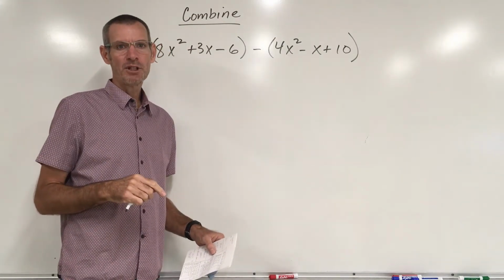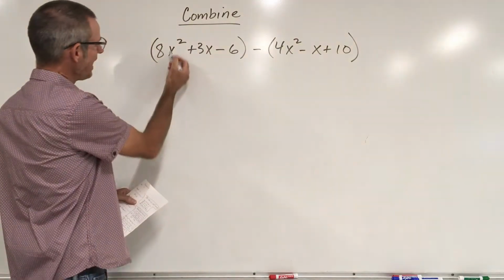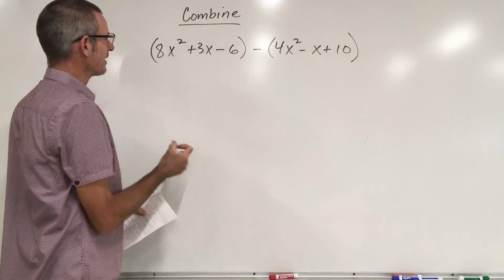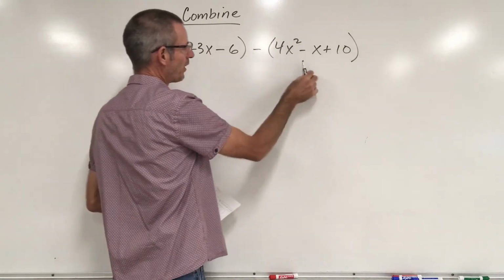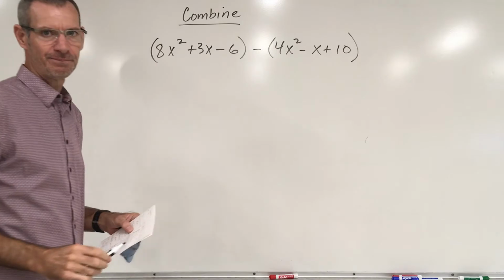Now here's a problem to try for yourself. Combine 8x squared plus 3x minus 6 minus 4x squared minus x plus 10.